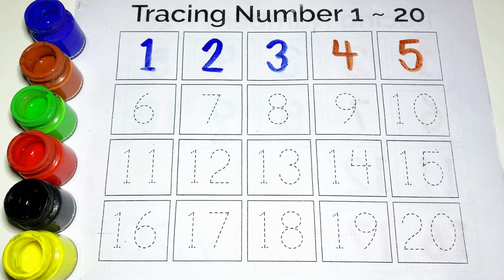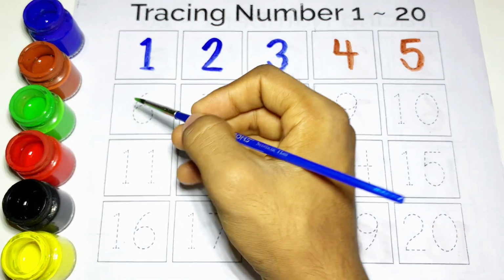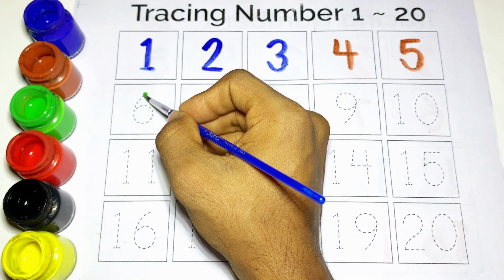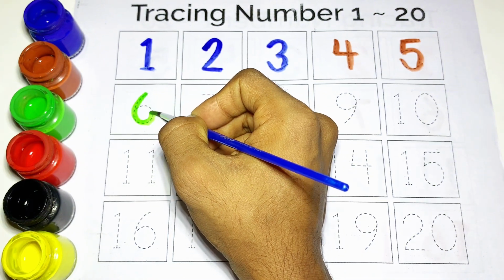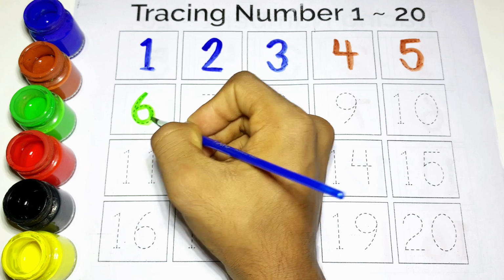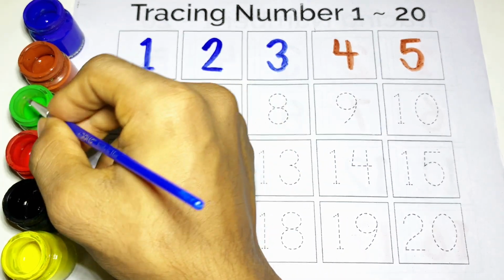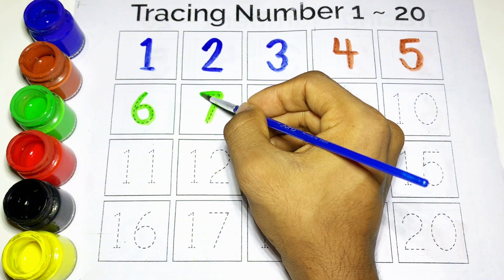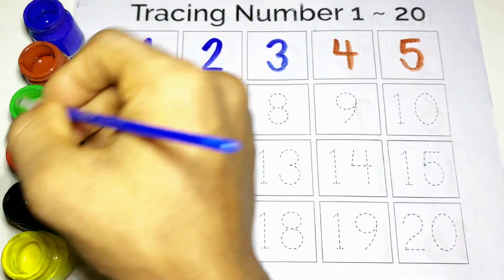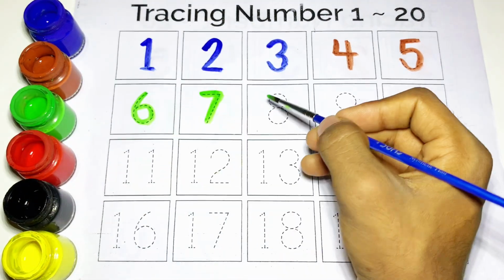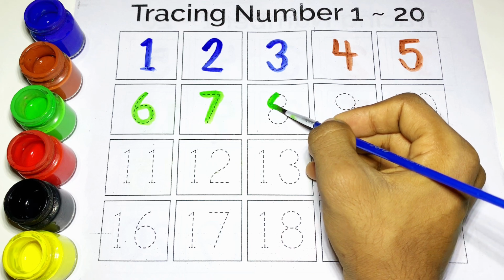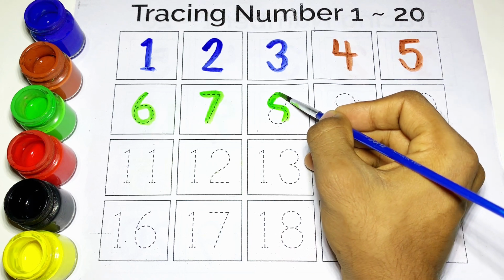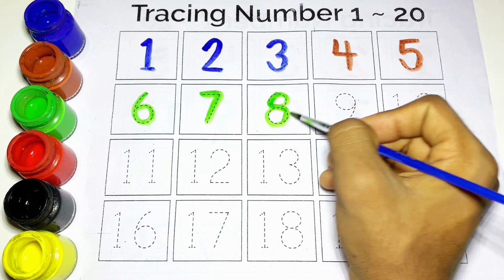Kids, now draw 6. The number 6, and use green color, green color. S, I, X, 6. Kids, again use green color and draw 7. The number 7. S, E, V, E, N, 7. Kids, again use green color and draw 8. The number 8. E, I, G, H, T, 8.